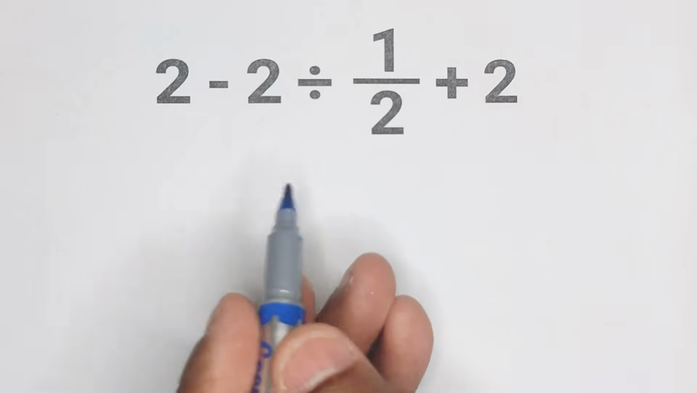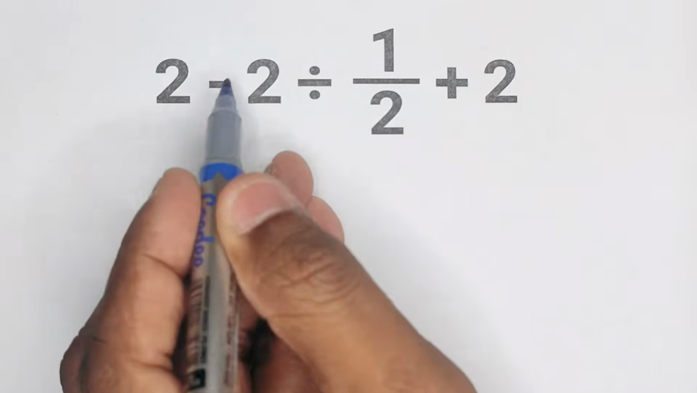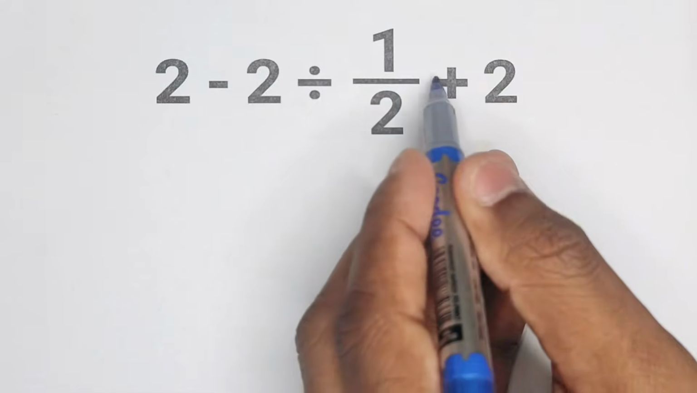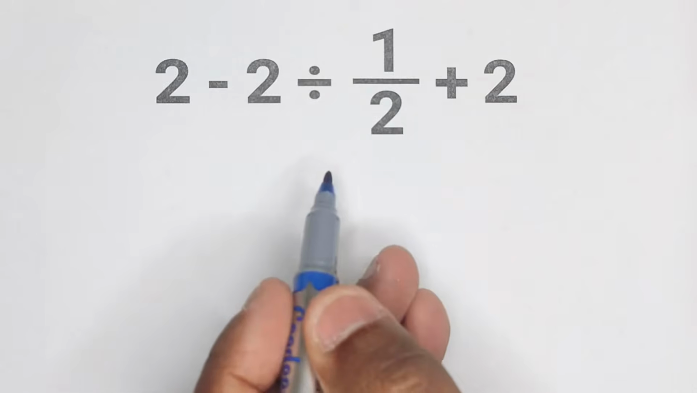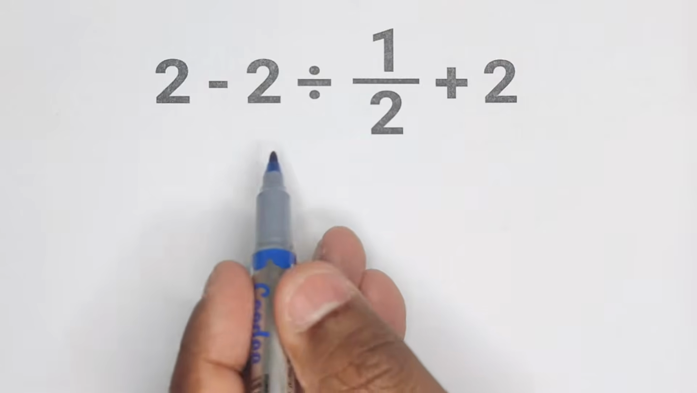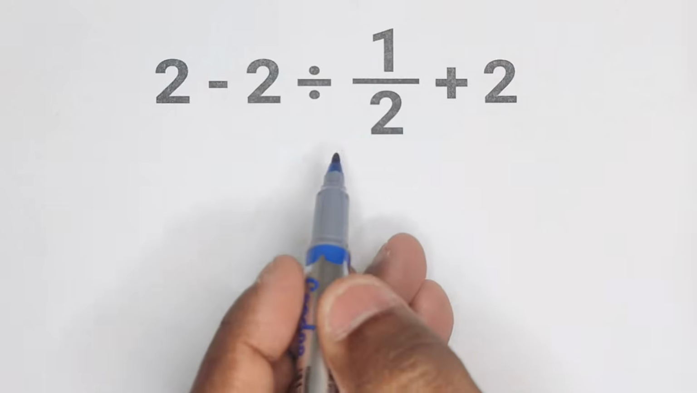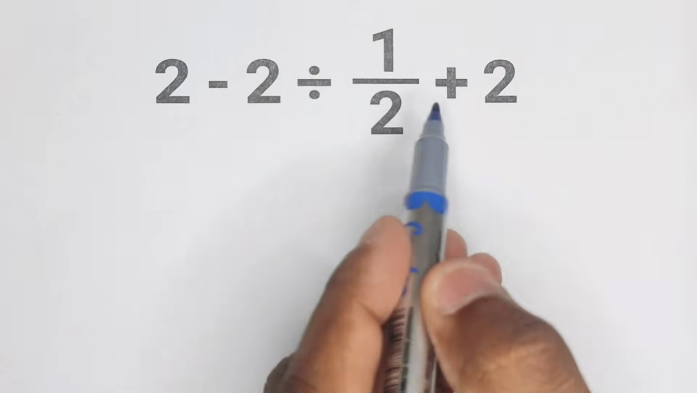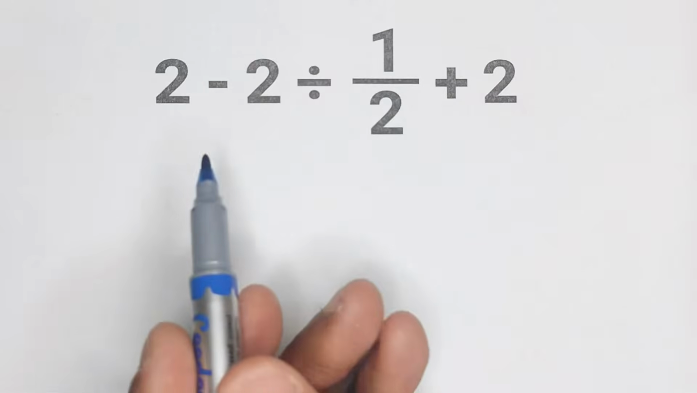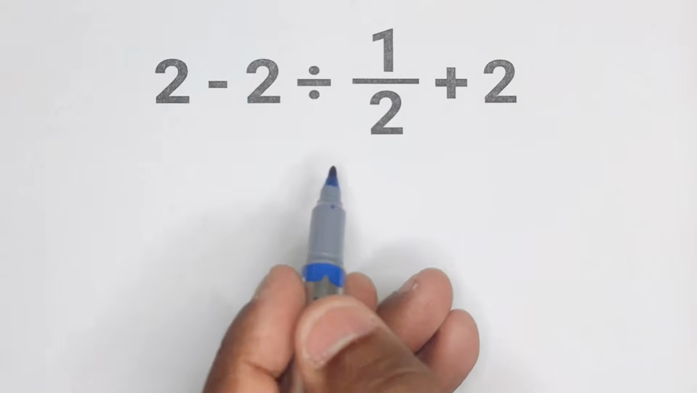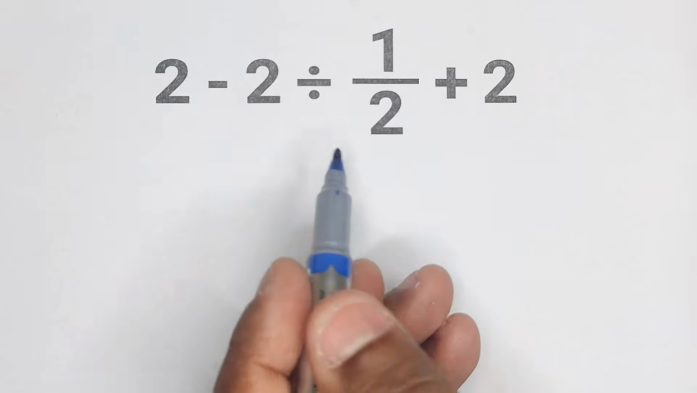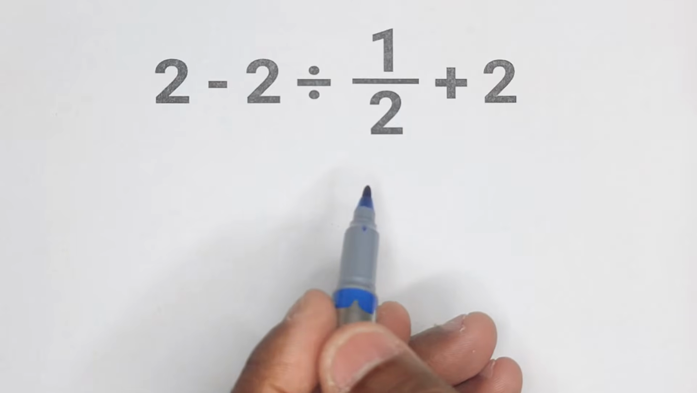In this problem, we have a minus sign, a division sign, and a plus sign. And the order of operations tells us that multiplication and division come first. And only after that do we handle addition and subtraction. But instead of following that, many people just started solving from left to right. And that's how they ended up with the wrong answer.